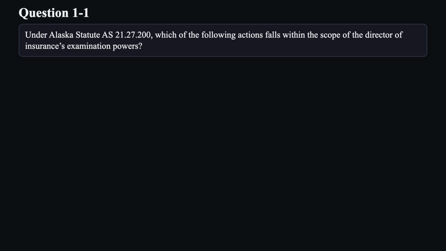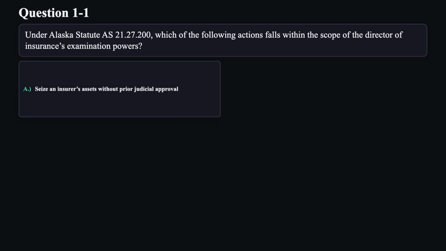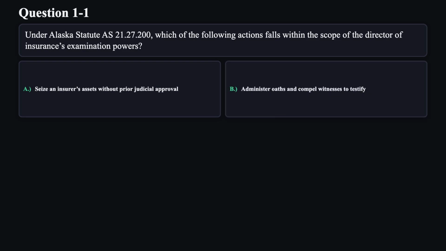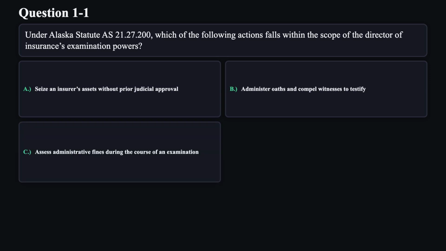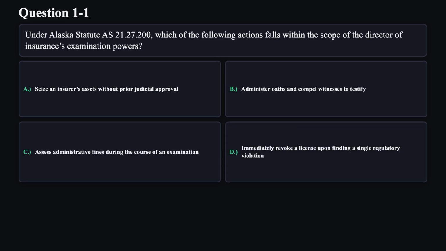Under Alaska Statute AS 21.27.200, which of the following actions falls within the scope of the Director of Insurance's examination powers? A. Seize an insurer's assets without prior judicial approval. B. Administer oaths and compel witnesses to testify. C. Assess administrative fines during the course of an examination. D. Immediately revoke a license upon finding a single regulatory violation.